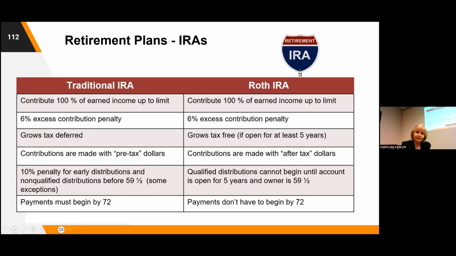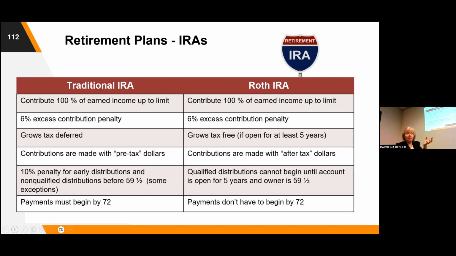Yes, you can convert your 401k to a Roth. My son's 401k is a Roth. Easy. Contributions are made with after-tax dollars on a Roth, and the qualified distributions cannot begin until the account is open for at least 5 years and the owner is 59 and a half.